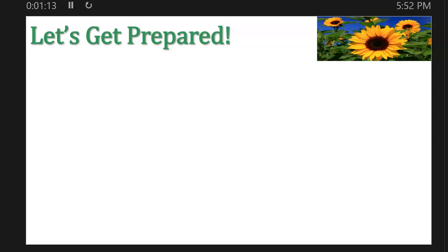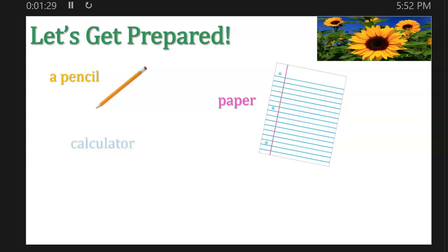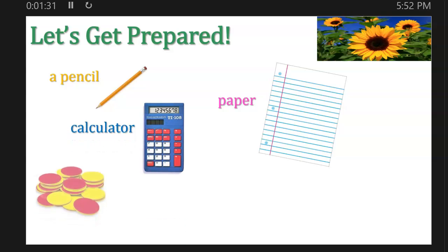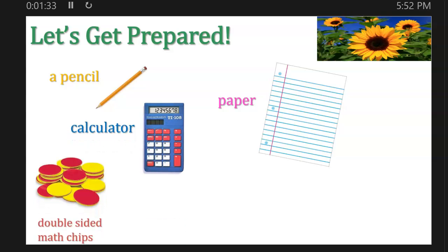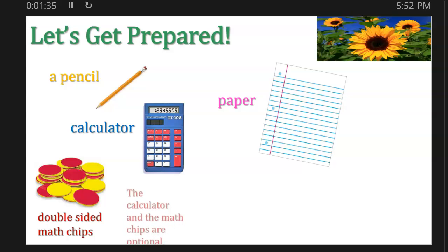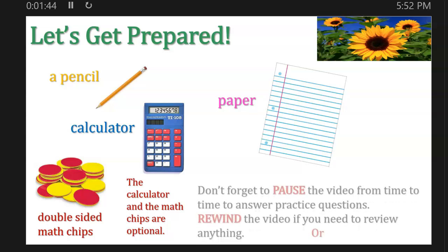Let's get prepared for today's lesson on integers, adding and subtracting. Our first thing that we need is a pencil, preferably with an eraser. Also some paper to take notes. A calculator is optional, as well as the double-sided math chips. I will explain those in just a few minutes. Math chips are not required, but they are useful when you're learning how to do operations with integers.